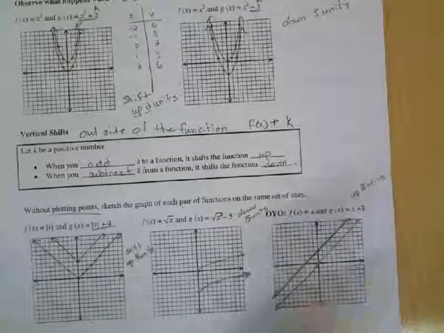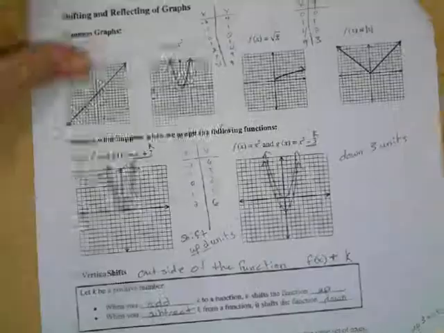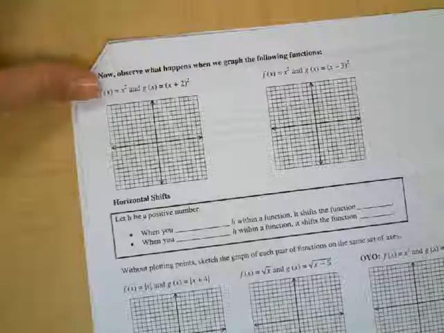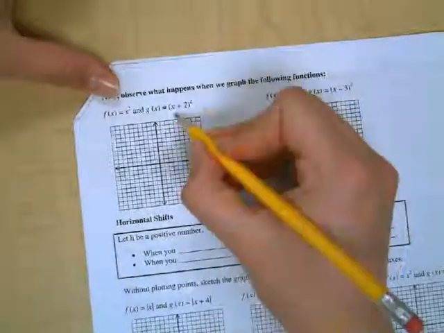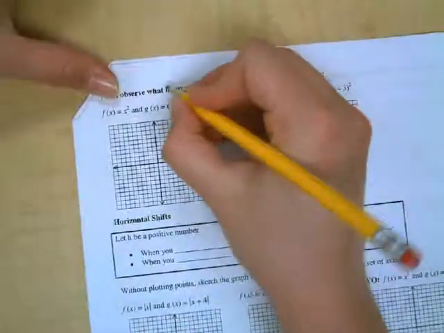So that is going to be your vertical shifts. Now that we've looked at vertical shifts, we need to look at horizontal shifts. So let's see what happens. Now this right here means inside the function. The fact that it has a square means this thing is quadratic.